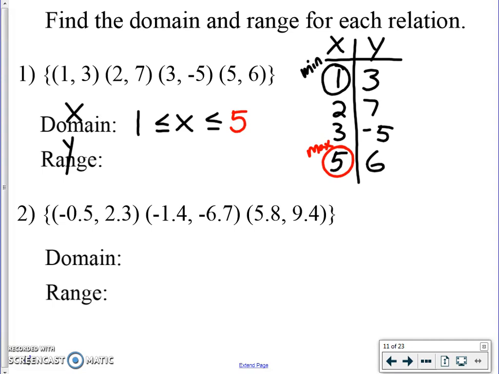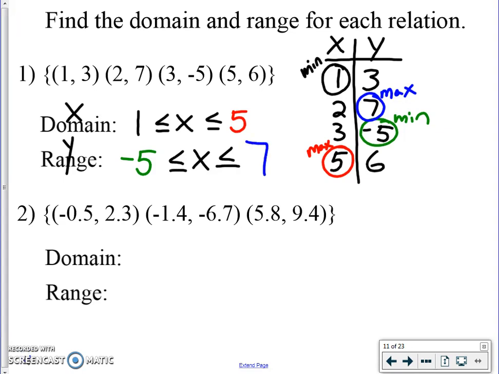I'm going to do the same for my range now, and I'm going to find my minimum value between 3, 7, negative 5, and 6. Negative 5 is my minimum value, and between 3, 7, negative 5, and 6, my maximum value is 7. Now I'm ready to create my range. My range is going to be from the minimum value of negative 5 less than or equal to y, which is less than or equal to 7. And that is my domain and range for this first function, or relation.